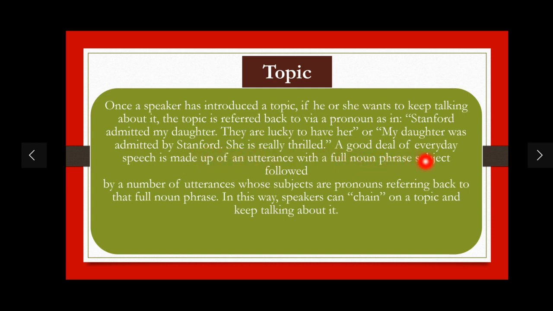So a good deal of everyday speech is made up of utterances with a full noun phrase subject followed by a number of utterances whose subjects are pronouns referring back to the full noun phrase. In this way, speakers can chain on a topic and keep talking about it by using pronouns which refer back to the noun.